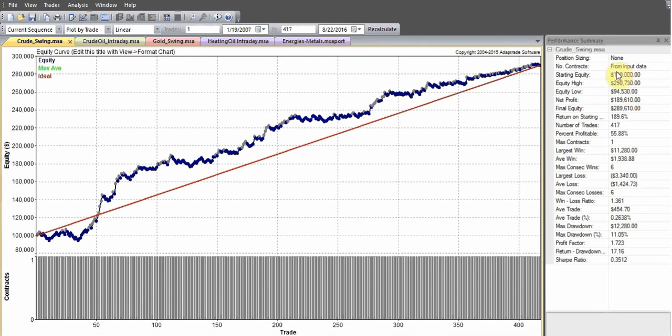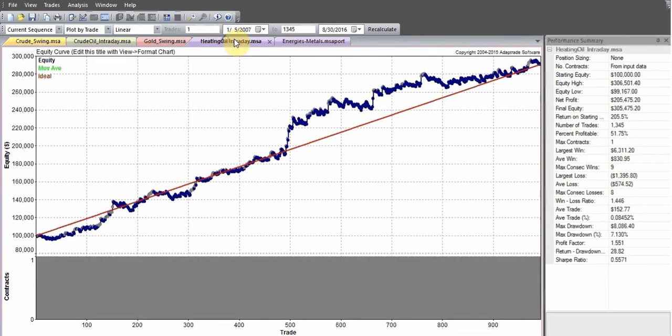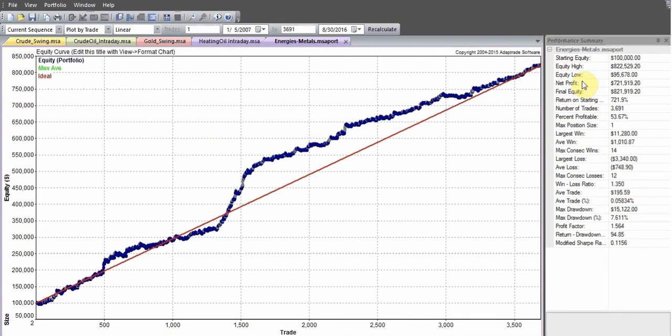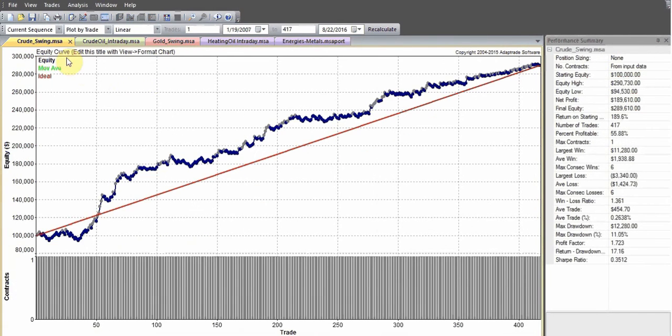same account size, for instance $100,000 for crude oil, gold, and heating oil. And also, when we aggregate all these strategies in one portfolio, let's assume to start with the same initial account, $100,000. You might notice that when you take the strategies singly, you have a certain max drawdown percent.